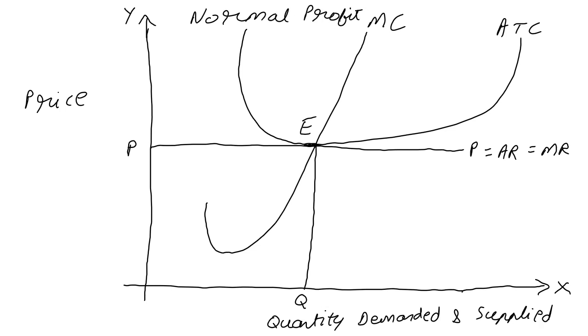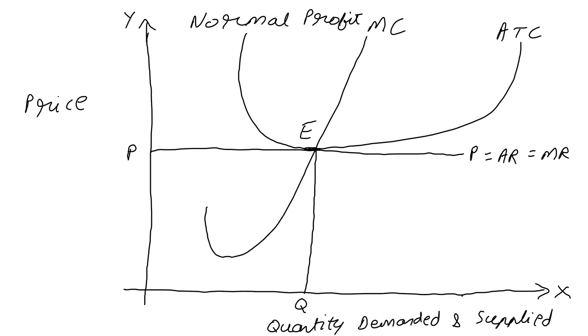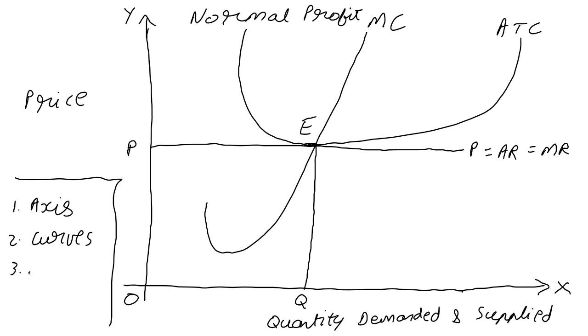Now, if you have to explain this in an exam, the way you're supposed to do it is to say that in the above diagram. Let me show you the steps over here. How do you explain an economics diagram? We start with the axis. Then we talk about the curves. Then we talk about a movement, if there is any, or a relationship. And then we have a conclusion.